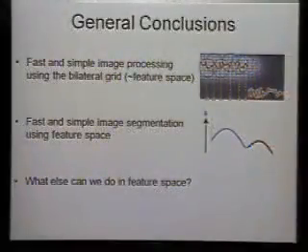And a more general conclusion on my talk: I presented fast and simple image processing based on the bilateral grid. You can see the bilateral grid as a feature space where we associate X, Y, and intensity. I've shown you this image segmentation that is also fast and fairly simple using the feature space associating X, Y, and color. And an open question is, what else can we do with this feature space?